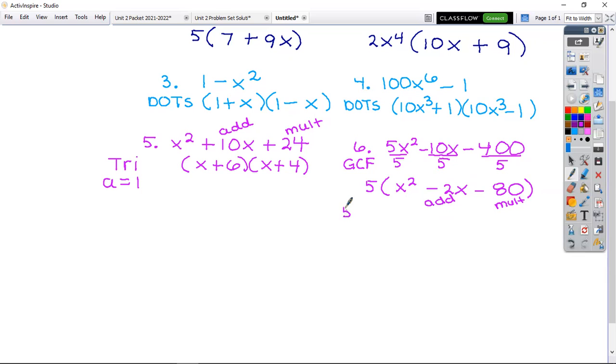So the 5 stays. This one's trinomial from here. Please make sure you're writing your little methods. Again, that's always partial credit on tests and quizzes. And then I'm going to go x minus 10 and x plus 8, done. My x's are degree 1 at this point, so that's how I know I can't go any further.